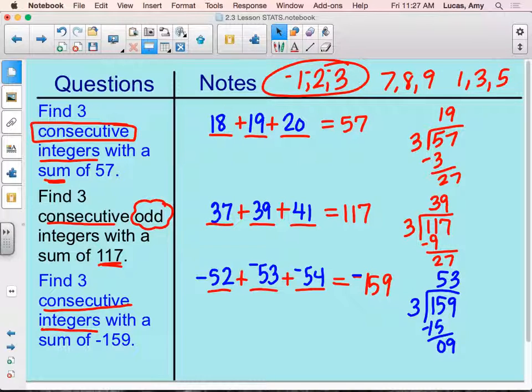So be careful with the reading. Be careful when you're reading these, because I almost made that mistake just because the last one said odd. I assumed this one said odd because I saw another odd number, and it just said consecutive integers. So they might say consecutive integers. They might say consecutive odd integers. They might say consecutive even integers. Be careful with your reading.